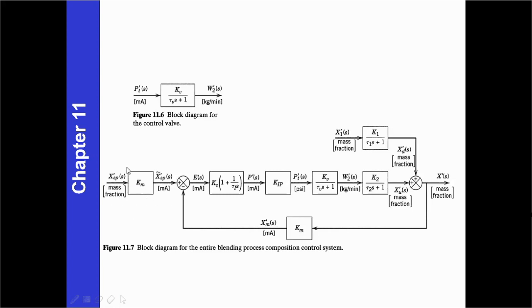And if we combine these, there is the block diagram for the entire blending process composition control system. We have the mass fraction coming in, and then the error here, for the first controller, and then the second one, the third one, the fourth one, and the fifth one. Also the feedback is coming with another transfer function. So you can count how many there are: 1, 2, 3, 4, 5, 6, 7 here. I mean the input and output too. So the elements inside are 5 altogether.